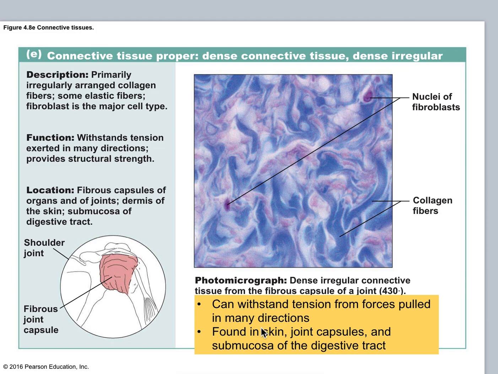It's found in skin, joint capsules, and the submucosa of the digestive tract. Here's an illustration, a cartoon, of where this tissue might be found in the joint capsule of the shoulder.